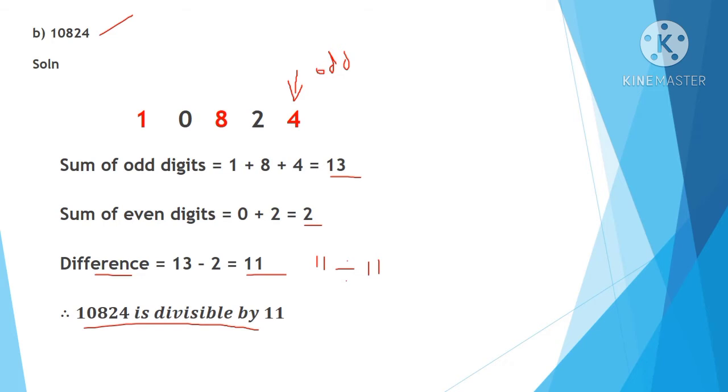Whether 11 is divisible by 11? You want to check 11 divided by 11. Check it, children, whether you are getting the remainder 0. Yes, you are getting the remainder 0. So 11 is divisible by 11. So therefore the given number is divisible by 11. Understood, children?